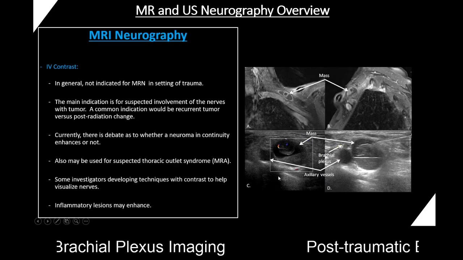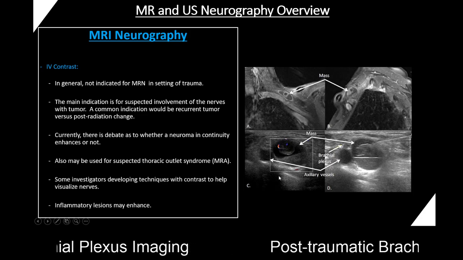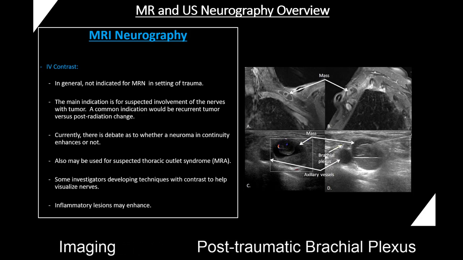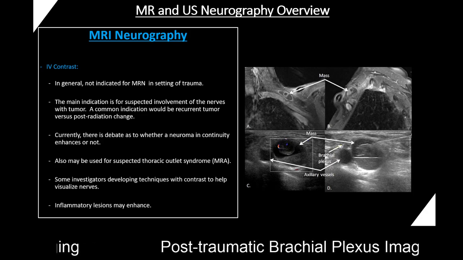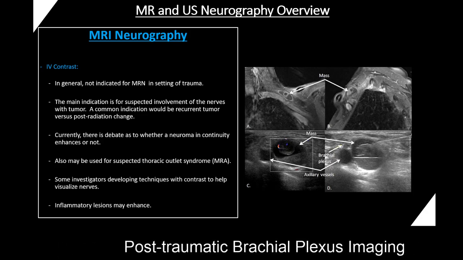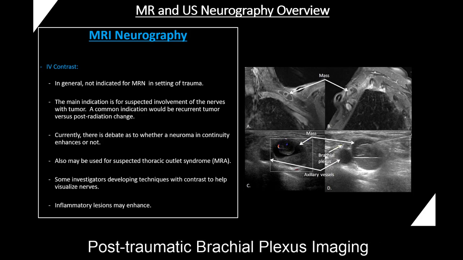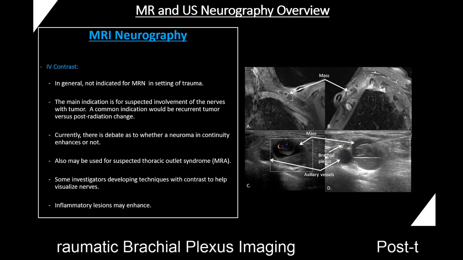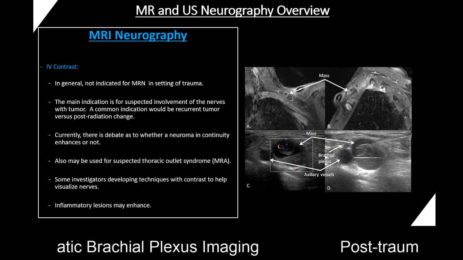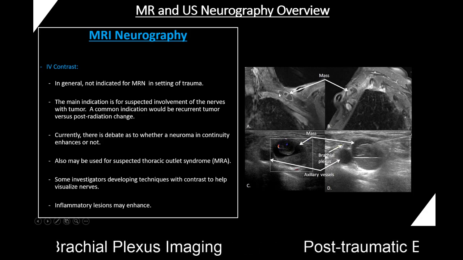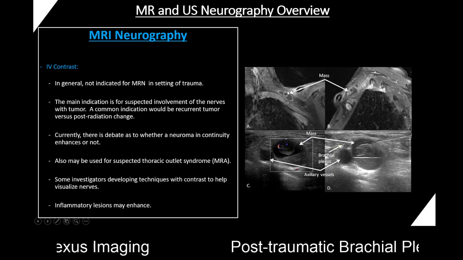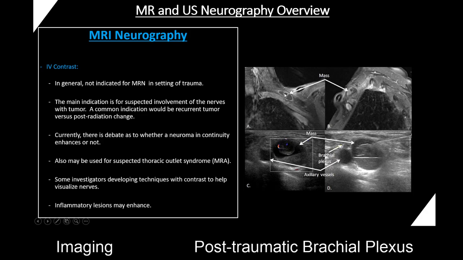Contrast always comes up when we discuss MRI, and particularly MRI of the brachial plexus. And in the setting of trauma, it's generally not necessary, but we do have several indications that we do use contrast routinely for. And so one of those is looking for tumor or trying to differentiate recurrent tumor from radiation change. And so this is a case here of a patient who had a synovial sarcoma around the brachial plexus, and you see this rim-enhancing cystic structure with a smaller internal cystic structure.